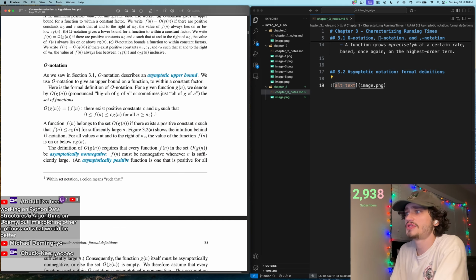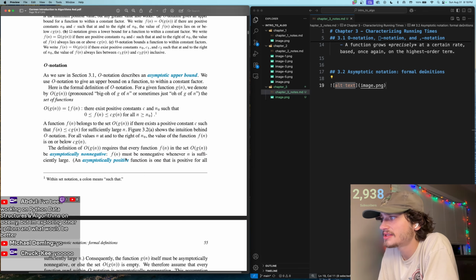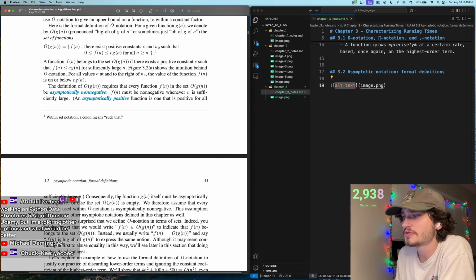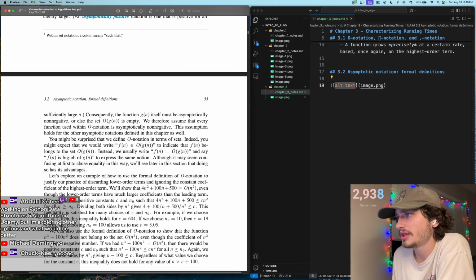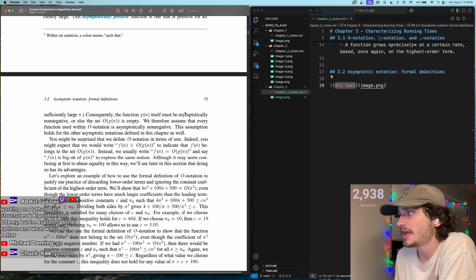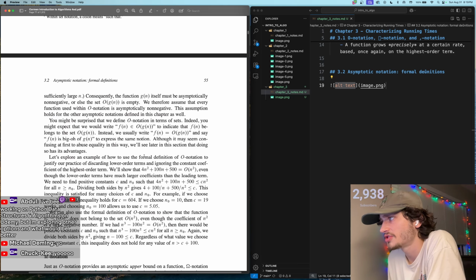The definition of O of g of n requires that every function f of n in the set O of g of n be asymptotically non-negative. F of n must be non-negative whenever n is sufficiently large. An asymptotically positive function is one that is positive for all sufficiently large n. Consequently, the function g of n itself must be asymptotically non-negative, or else the set O of g of n is empty. We therefore assume that every function used within O notation is asymptotically non-negative. This assumption holds for the other asymptotic notations defined in this chapter as well.